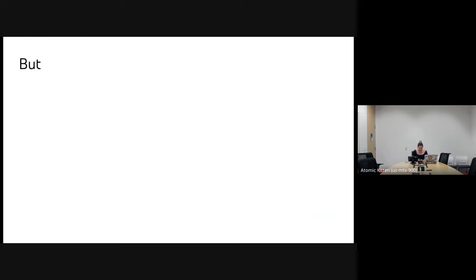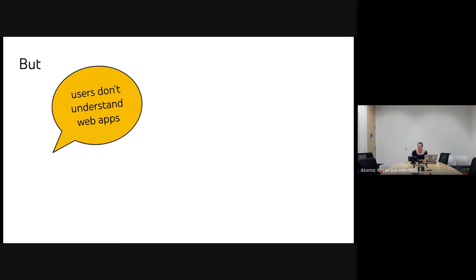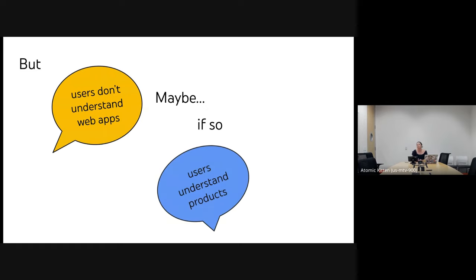The last counter argument that I'm going to talk about today is we often hear users don't understand web apps. Maybe, but even if this is true, users do understand products. We don't hear users saying, look, I use the YouTube app or I use the YouTube website. They say, I use YouTube. So what is important is that relationship with the user that understands their product, your product, and how to access it. And also users adapt.